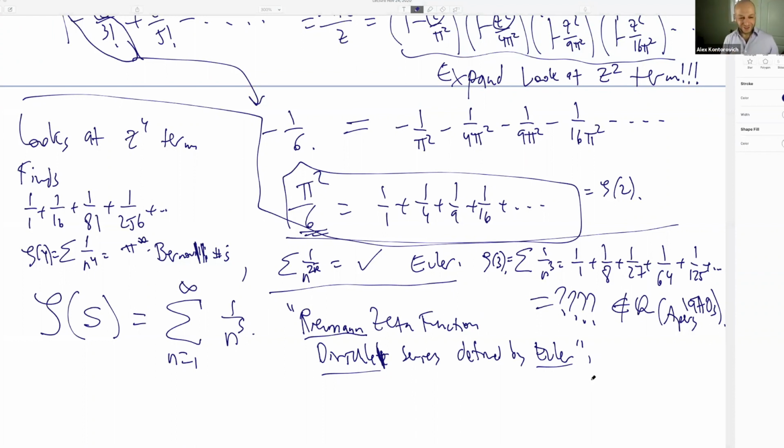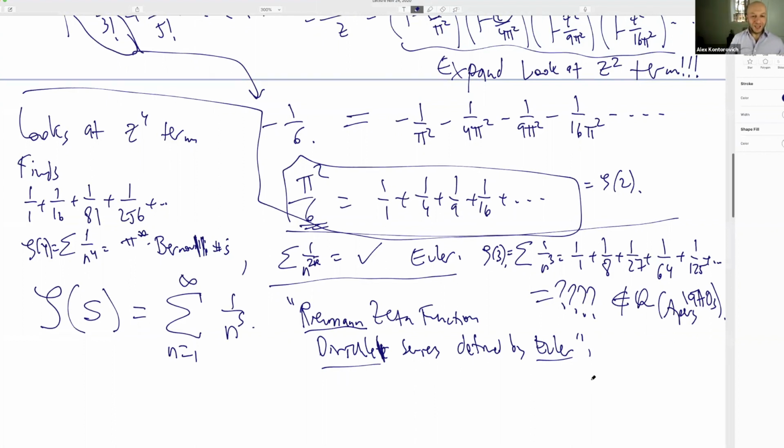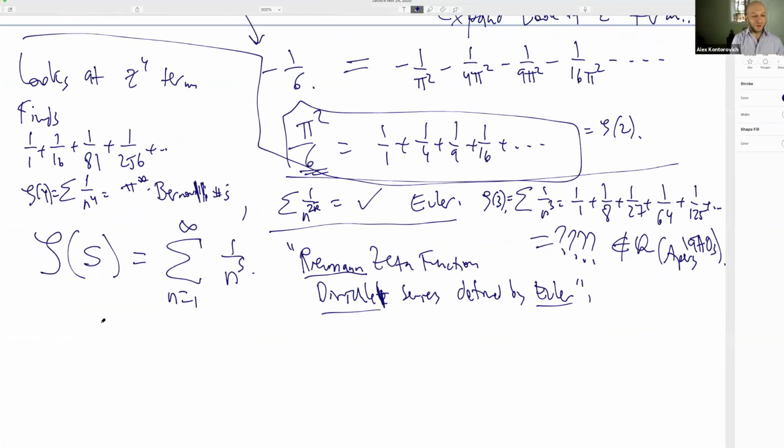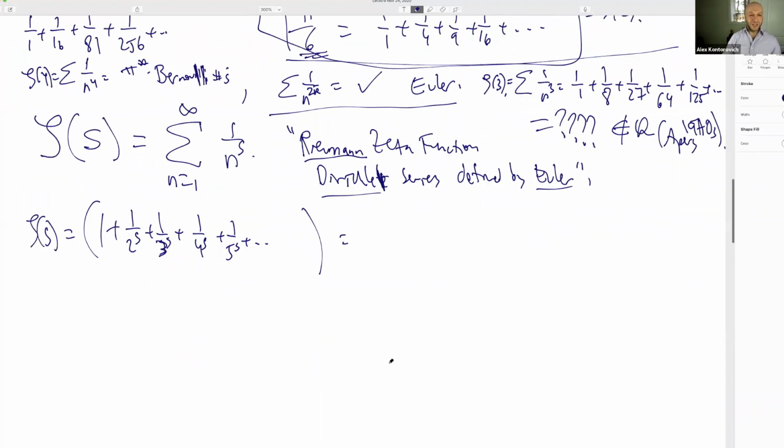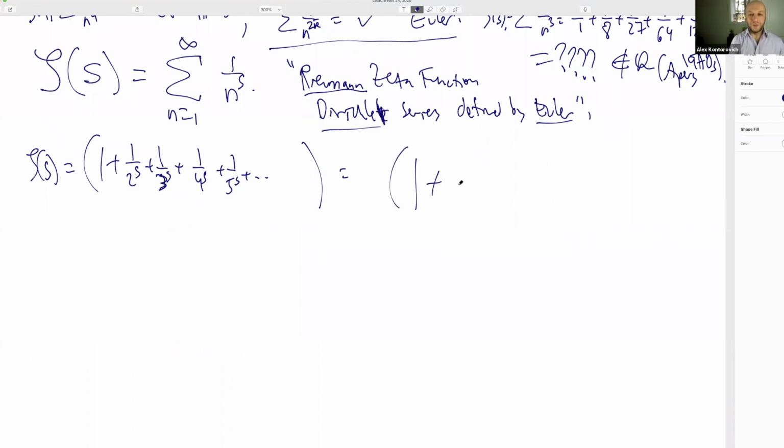What does Euler do with this? He makes the following crazy observation. So if I look at 1 plus 1 over 2 to the s plus 1 over 3 to the s plus 1 over 4 to the s plus 1 over 5 to the s and so on, this is zeta of s. He realizes that he can do the following thing. If you take just the powers of 2, that's an s, and you multiply that by just the powers of 3.